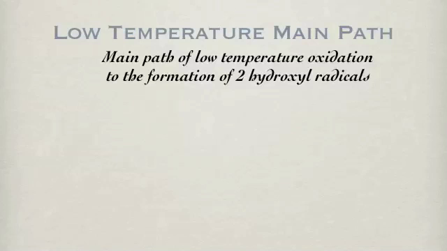The key to this behavior is the main path of low temperature chemistry. Under low temperature, there is another path that dominates the autocatalytic character. The main path of low temperature oxidation is the addition of two oxygens to an initial alkyl radical, which, at the end of the path, produces two hydroxyl radicals.